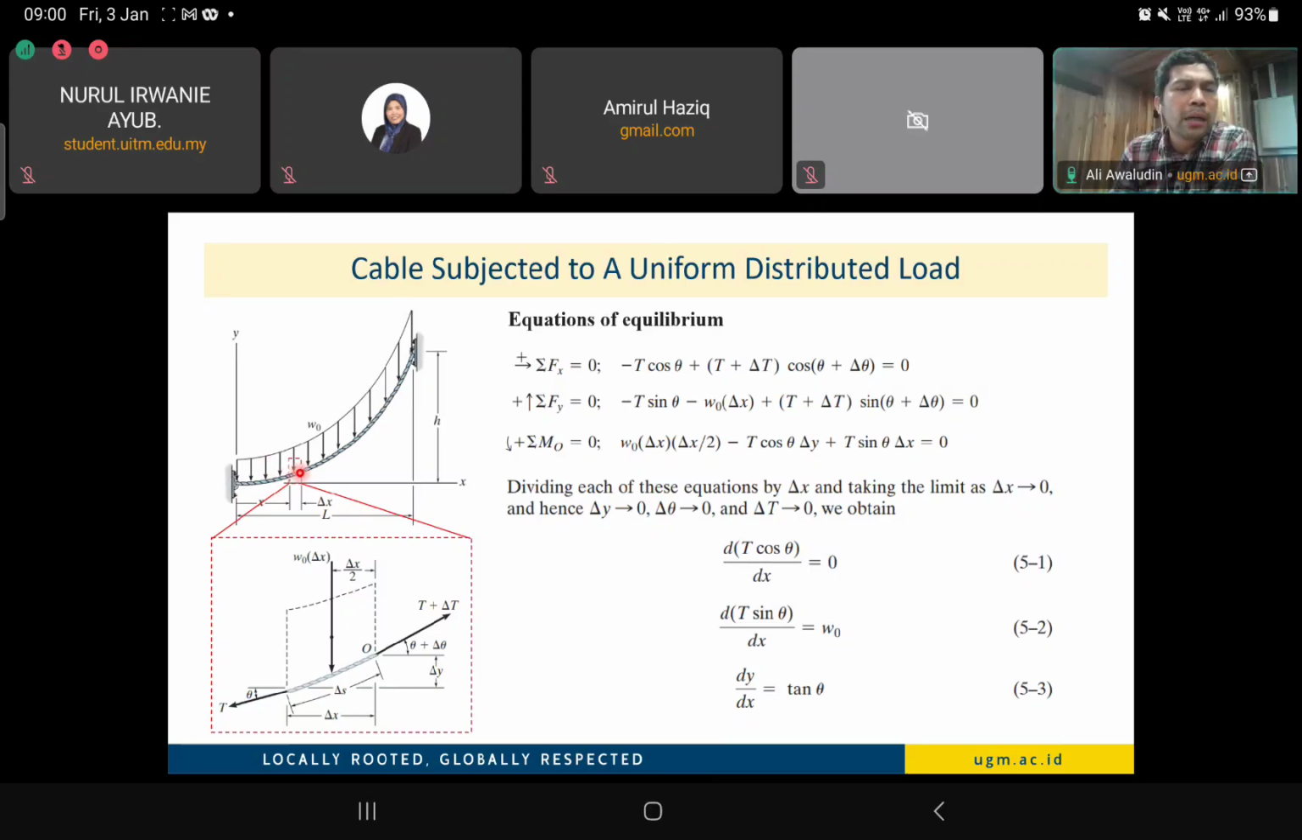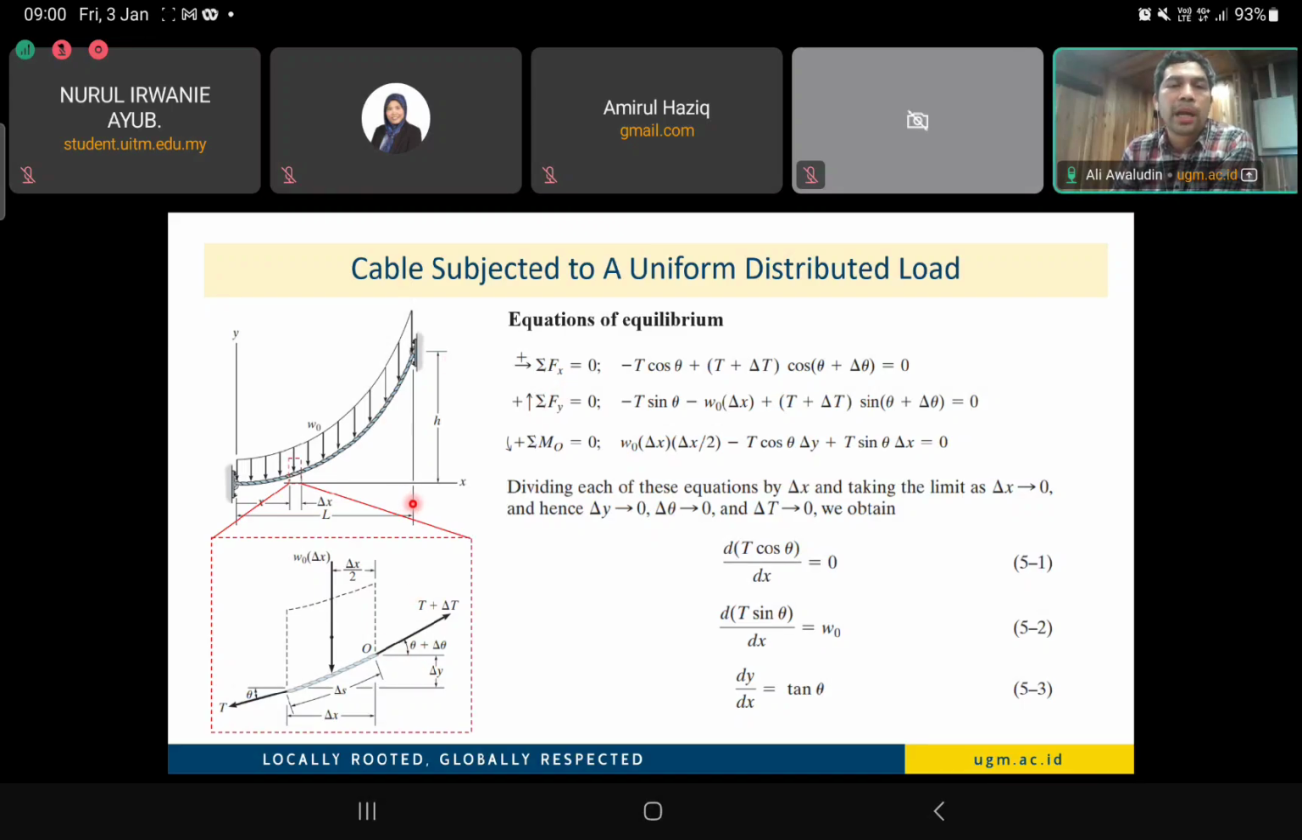If we take a look at a small part of the cable, distance X from the support on the left side, the length is delta X, and the vertical length is delta y. And we see here the distributed load is equal to W0 multiplied by delta x. And then we have the resultant of the forces, which is at a distance of delta x over 2. Here we have tension symbolized by T with the inclination angle theta. At the other point, we have the tension equal to T plus delta T, and the rotation is theta plus delta theta.